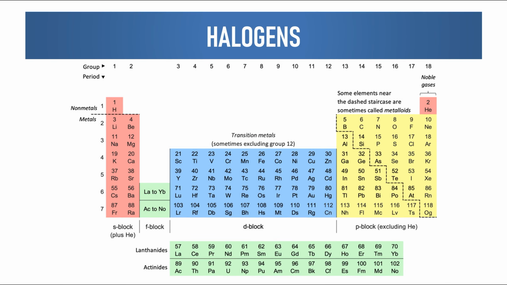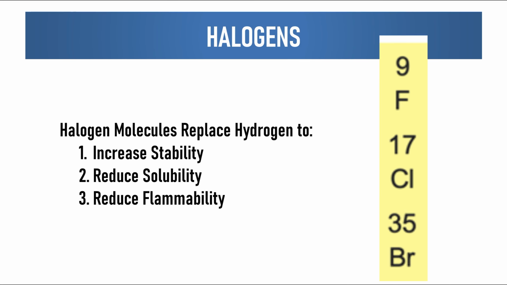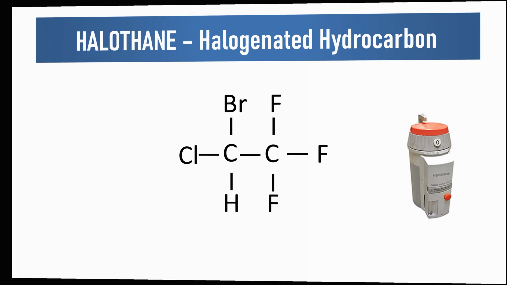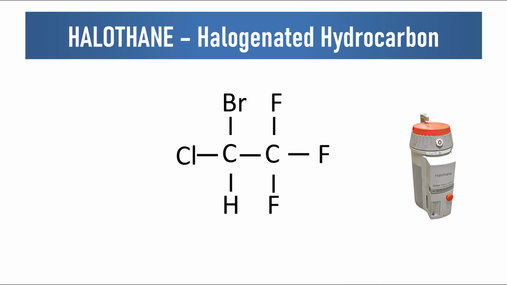Let's have a quick look at the halogens. If you look at your periodic table, here are the halogens, group 9: fluorine, chlorine, and bromine. And the reason why halogen molecules were put into these volatile anesthetic agents was to increase stability, reduce solubility, and reduce flammability. So we had fluoride, chloride, and bromide. The first widely available and universally used halogenated anesthetic was called halothane. It's all in the name. It wasn't derived from ether, it's a halogenated hydrocarbon, and it contains bromide, fluoride, and chloride.